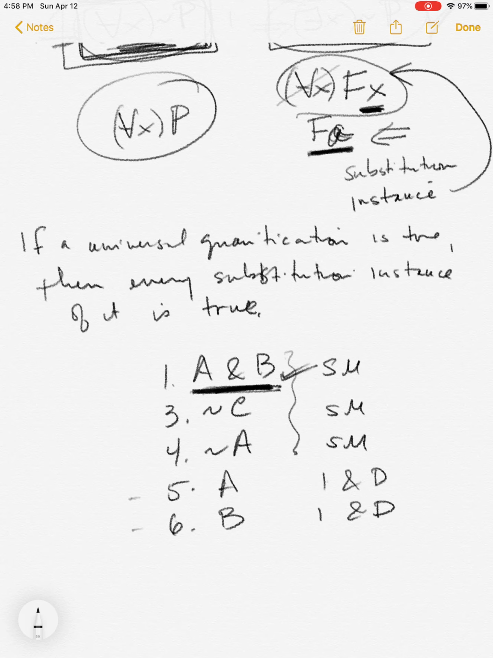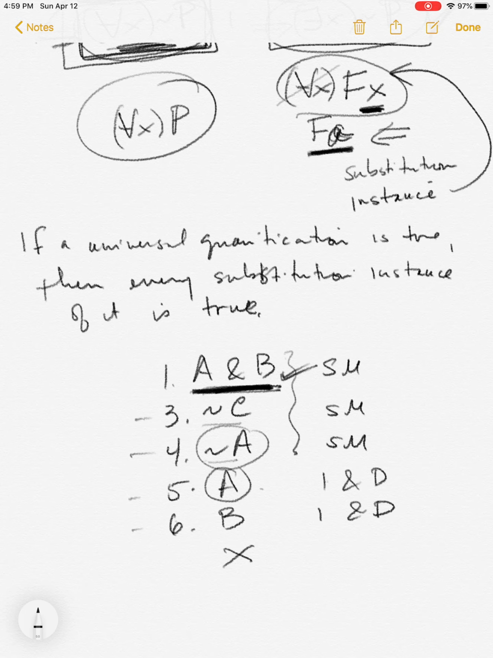If there were a truth value assignment that made this true, it would have to make C false, and if there were a truth value assignment that made this true, it would have to make A false. So what we see in this little tree is, wait a minute, we have a literal and its negation. We conclude from this tree that there can't be a truth value assignment that makes each of those set members true.